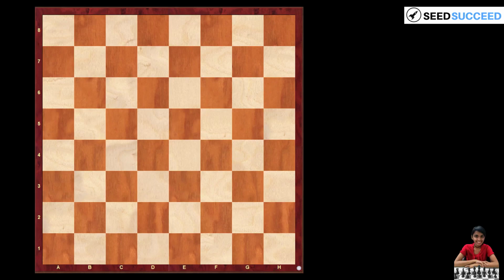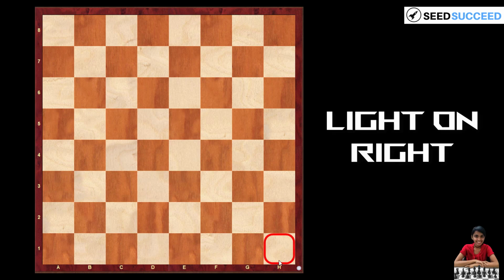So let's do a quick revision. The very important rule when placing the chessboard is light on right. So the right hand square must be light in color. If someone has arranged it wrongly and you find a dark square at your right hand corner, then you have to make sure you replace the board properly so that the right hand side has the light square. This is how we place the chessboard. And the opponent must also have a light square to his right hand side.